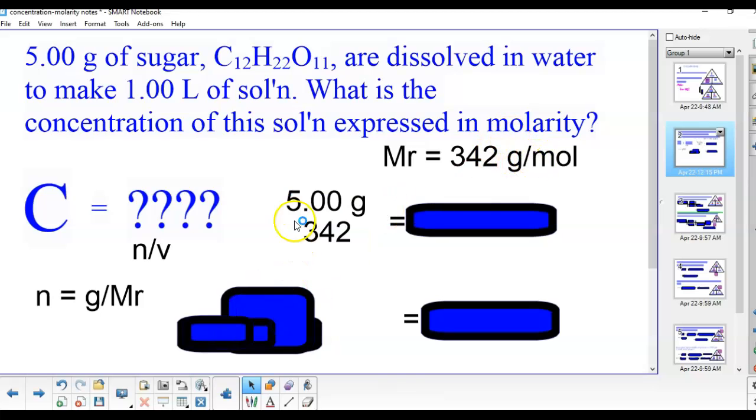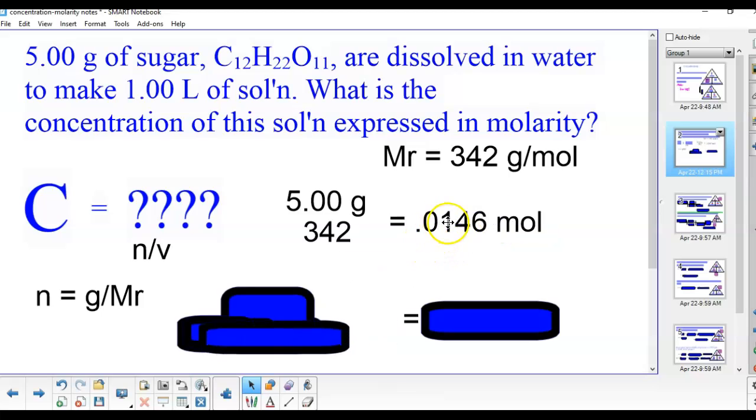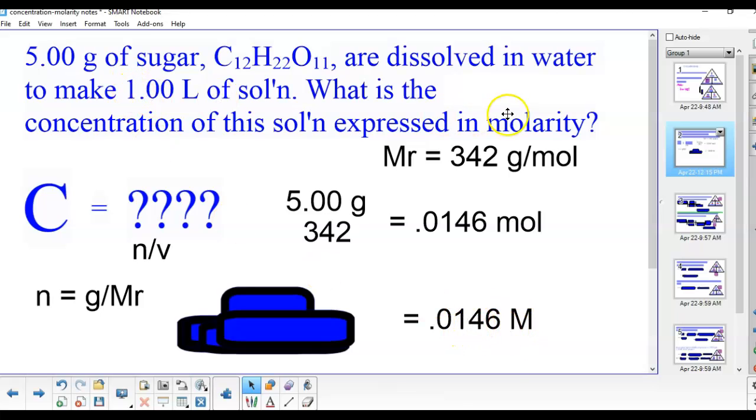So, we're going to take 5 grams, which is listed in the problem, divided by the molar mass, which we just calculated, and get 0.0146 moles. Notice we have 3 significant digits. When we divide by the volume, which is 1 liter, we're going to get 0.0146 molar. I didn't show that calculation. I figured you could all divide by 1.